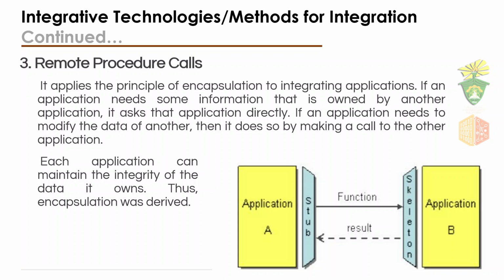Okay? So if an application needs some information that is owned by another application, it asks the application directly. If an application needs to modify the data of another, it does so by making a call to that other application. Each application can maintain the integrity of the data it owns. Thus, encapsulation was derived. So to protect integrity, especially of sensitive data within a particular application, it is encapsulated.